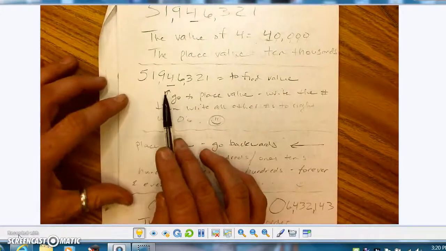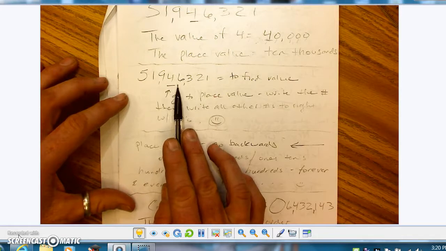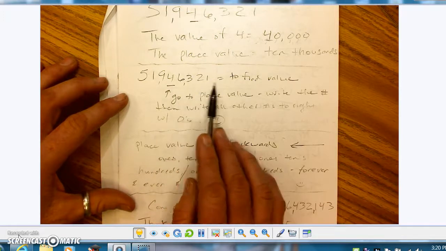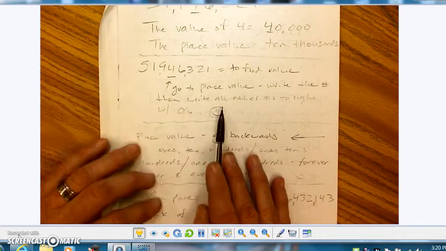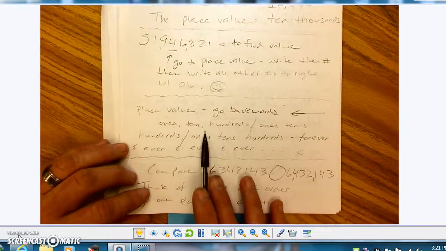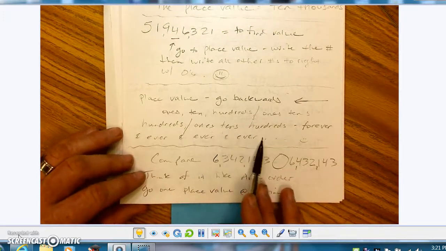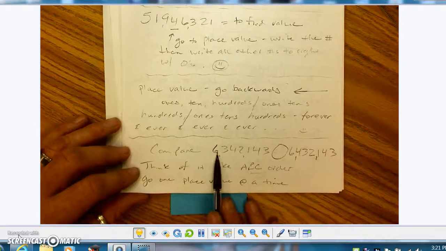All right, next. Find this big number, 519,463,212. Find the value, go to the place value. Sorry, that's what I just did. Go backwards, ones, tens, hundreds. There it is. Ever and ever and ever.